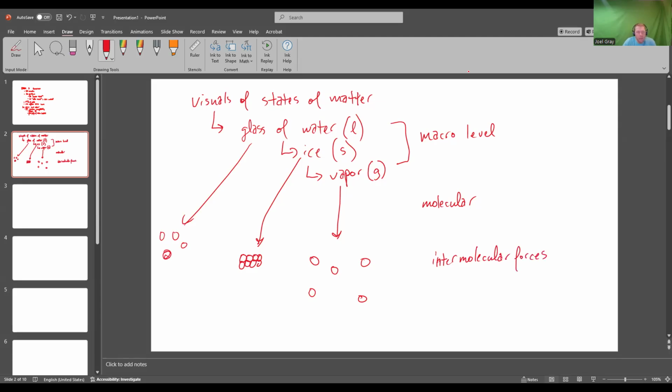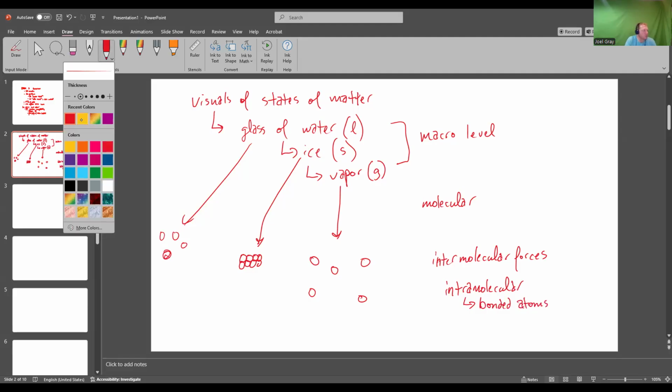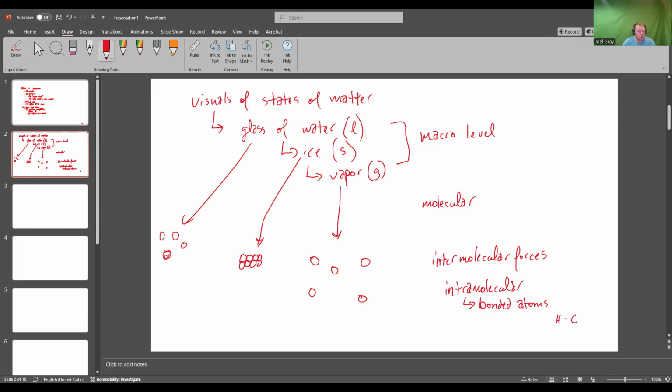Intermolecular forces as opposed to intramolecular forces. Now, intramolecular forces are the bonded atoms. So what I always like to do is draw a pair of different molecules. I will first draw methanol, C, H, H, O, H, and then H again. And then that's one molecule.